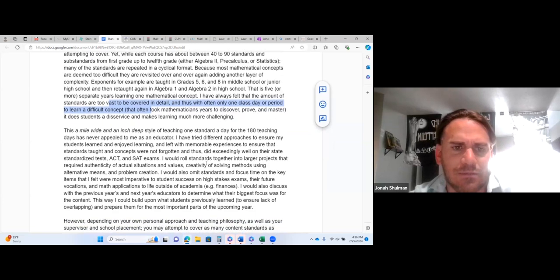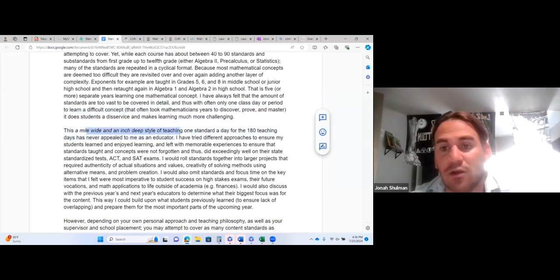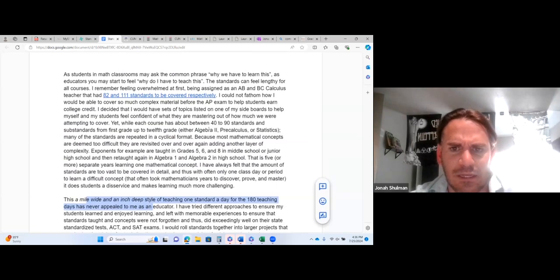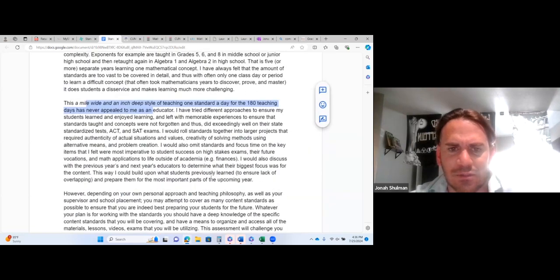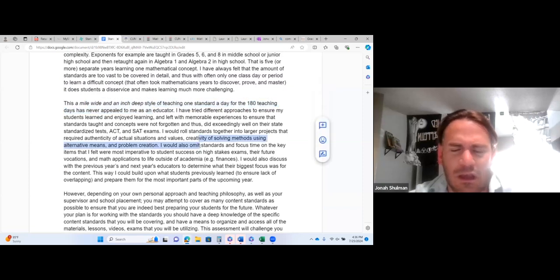So I think that's this mile wide, inch deep of standards. So I had 180 days to teach how many standards? Between like about 90 standards, which just seemed crazy to me. That's not counting test days and everything else. So I omitted standards and focused on the key items that were most imperative to success on a high stakes exam. So that was the proficiency in the ACT.